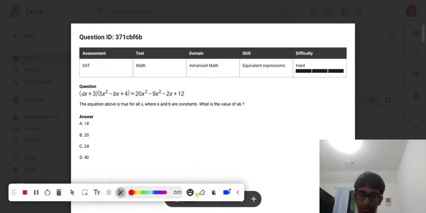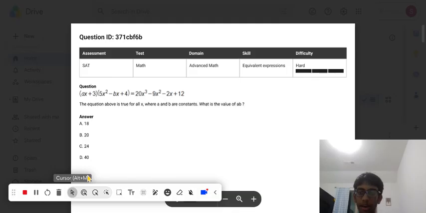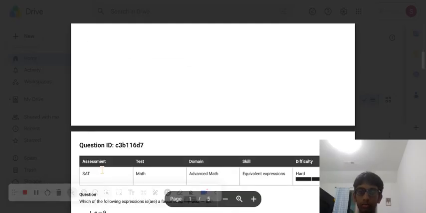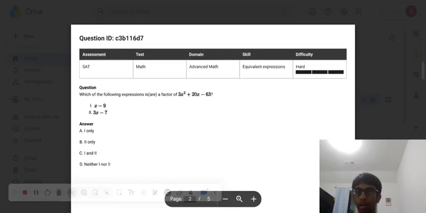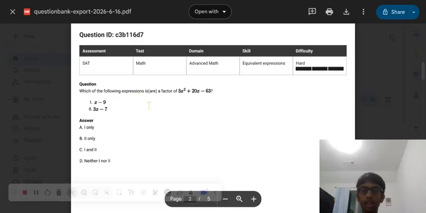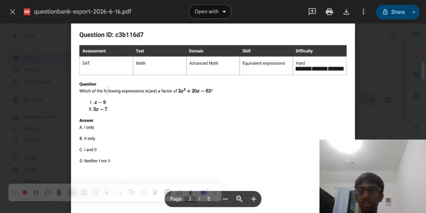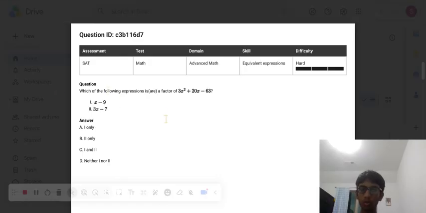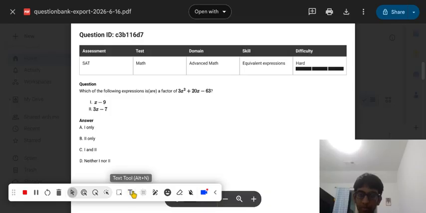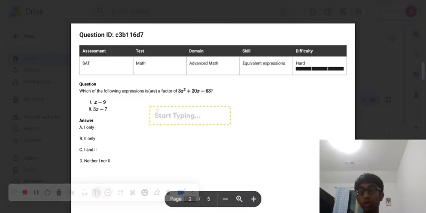Oh, wait, one sec. This is the next one, yeah. Which of the following is a factor of 3x squared plus 20x minus 63? We have the options x minus 9 and 3x minus 7. So what we need to do is use, well, there are multiple methods, but one is using the quadratic equation. However, there's another method that I can teach you right here.